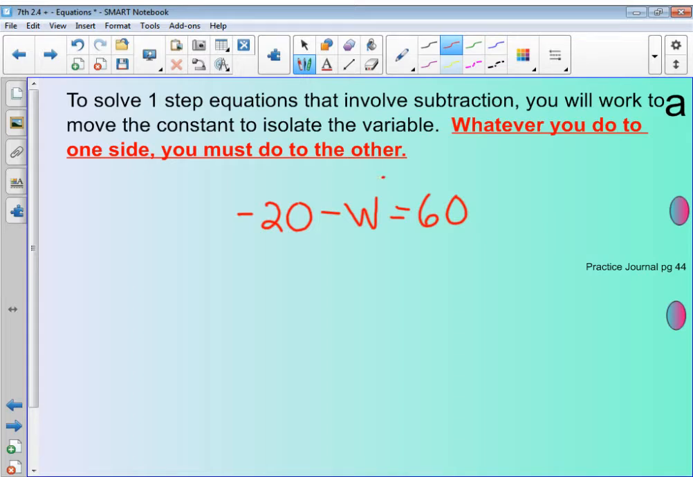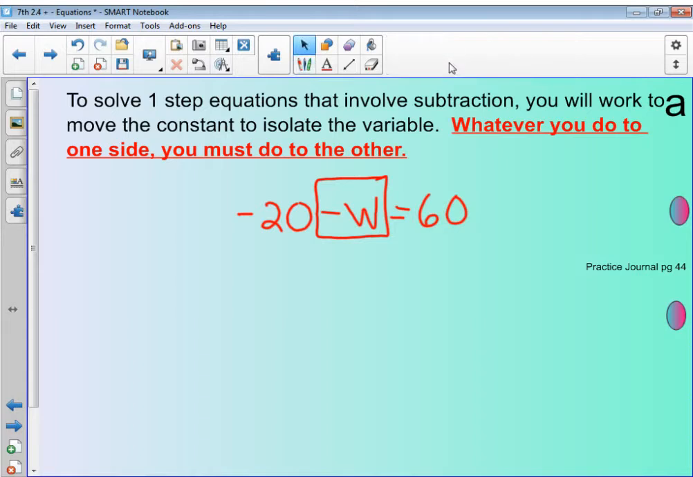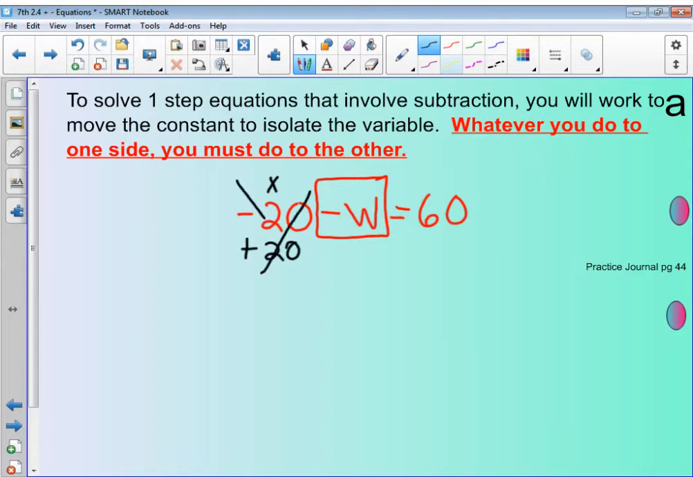So what I have to realize is really that negative sign is with the W. I'm going to show you a couple things and then you can decide which one you're more comfortable with. I always have to do the opposite to get rid of the number that's with it. Well, then I'm going to do the opposite of negative 20, which would be plus 20. Okay, that's gone. Plus 20. Now when I subtract this out, I end up with a negative W, and yes, the negative is still there, equals 60 plus 20 is 80.